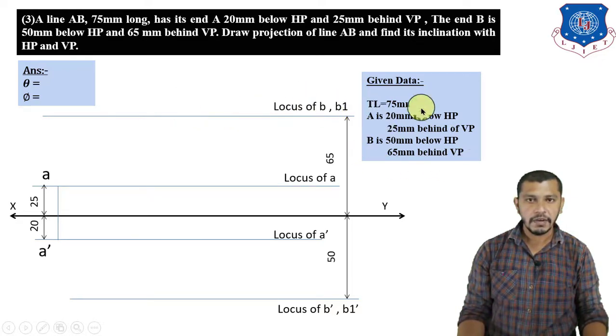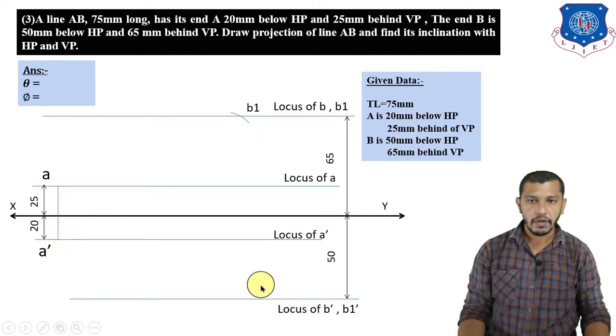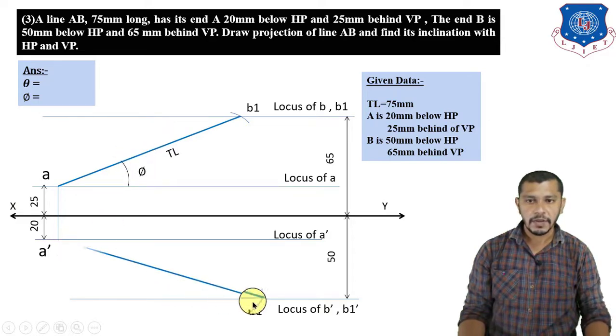Now the remaining given data is 75 mm, which is our true length. So measure this true length on your rounder, or measure this true length as an arc length. Take center at A, give an arc on locus of B. Here we will get B1. Take center at A dash, give an arc on locus of B dash. We will get B1 dash. A B1 is our true length at an angle phi. A dash B1 dash is our true length at an angle theta.